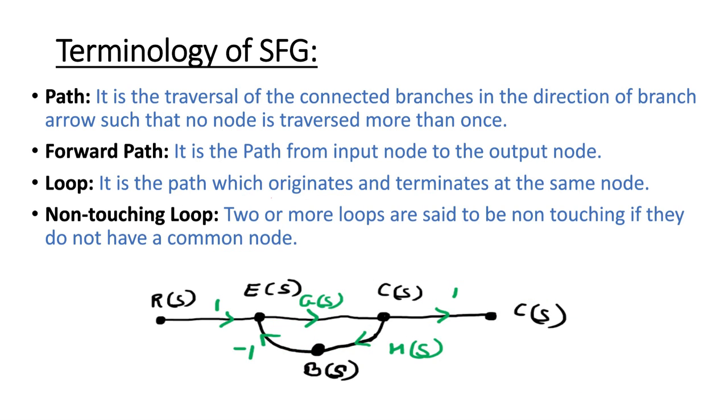Okay, let's assume one more case, that if you have this kind of diagram. So here you can see that these two nodes are common. Therefore, these two loops are touching loops. They are not non-touching loops.